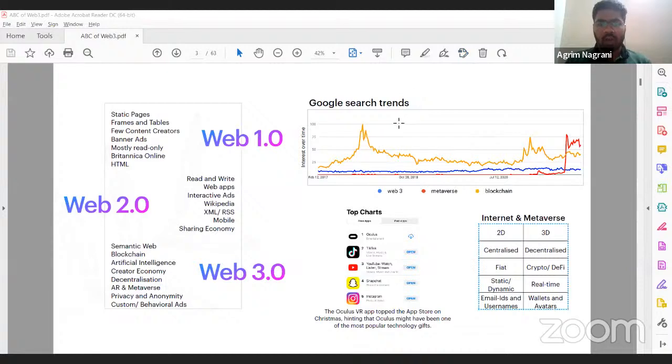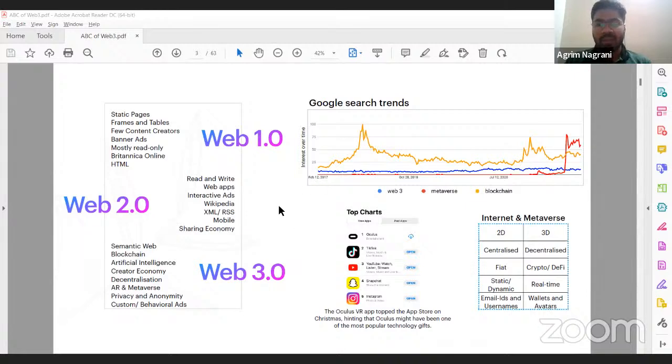Sure. So now we will be starting how we came to Web 3. Initially we had Web 1.0, then Web 2.0, and now we are entering the stage of Web 3.0. Web 1 was the read-only era, where we had static pages, frames and tables, and mostly HTML and ads, particularly static sites, which were being used to get read-only information from the internet.